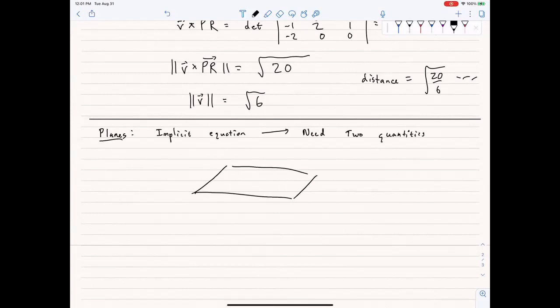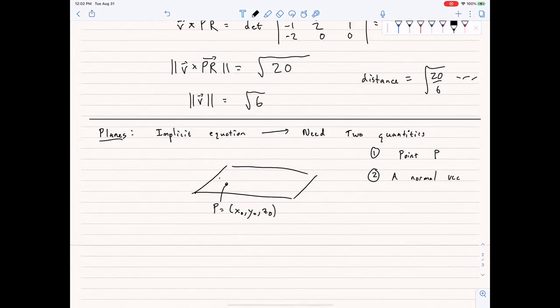Okay, we need a point on our plane. We're going to need a point, and I'll call that point P. So here's my point P. And this will be, say, x naught, y naught, z naught, so P equals x naught, y naught, z naught. And I need something else. I need a normal vector.